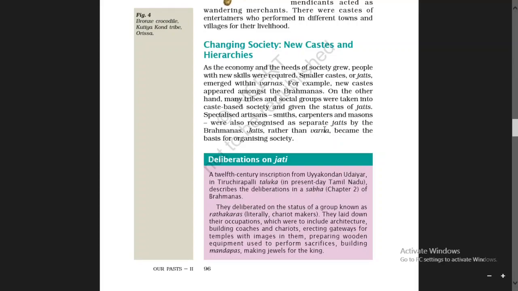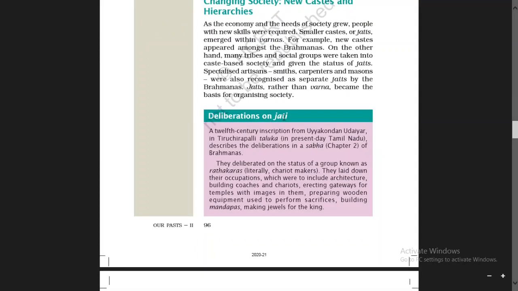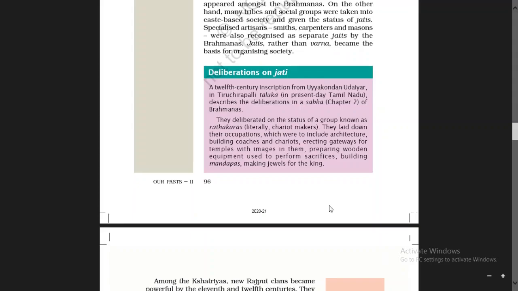Jatis rather than Varna became the basis for organizing society. So jatis here, rather than Varna, became the basis for organizing society. Now hereafter you see deliberations on jati. You just get through this one, boys.